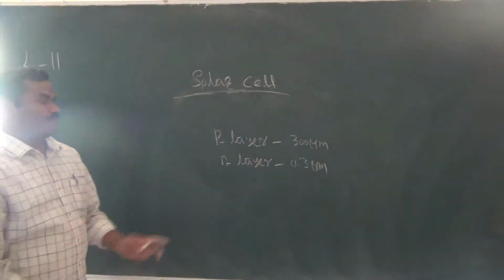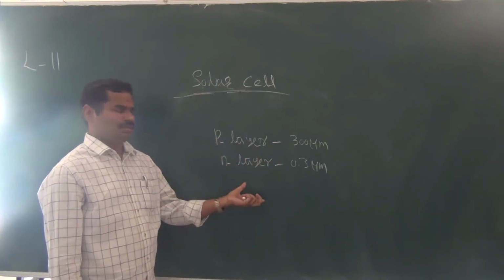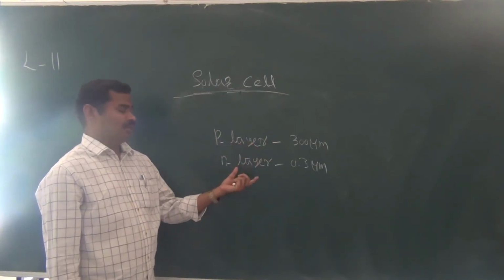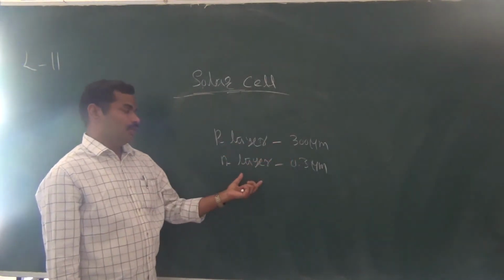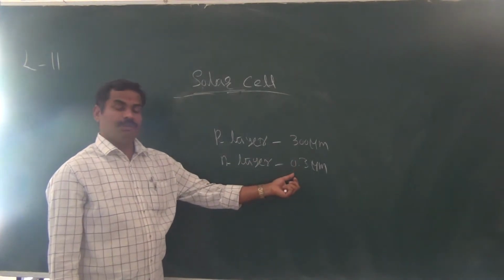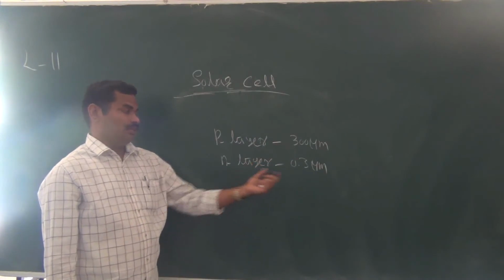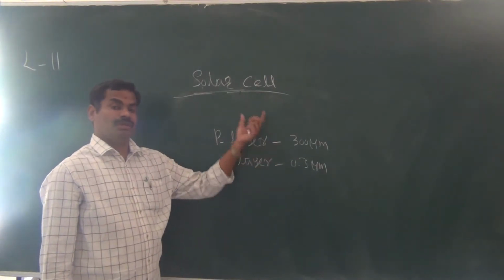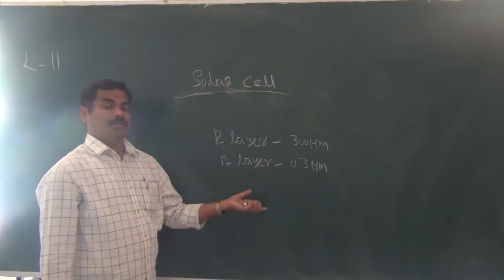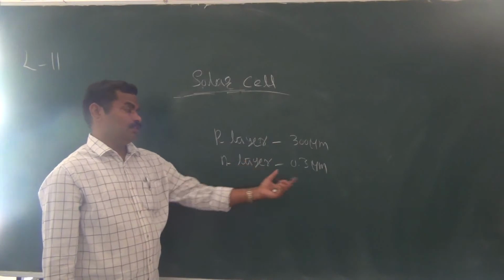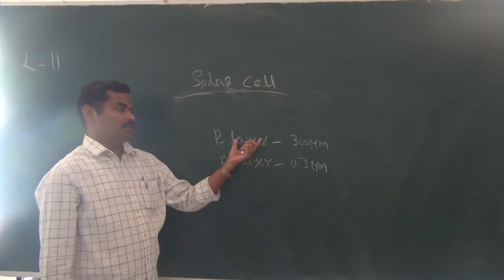It means you are constructing the solar cell with a P-type semiconductor and an N-type semiconductor, or you can say a P layer and an N layer. The thickness of the P layer should be 300 micrometer, and the N layer should be 0.3 micrometer. You may ask why the N layer has a very small thickness. Because the light incident on the N layer will penetrate to the junction. That's why the thickness of the N layer is purposely taken very small compared to the P layer.